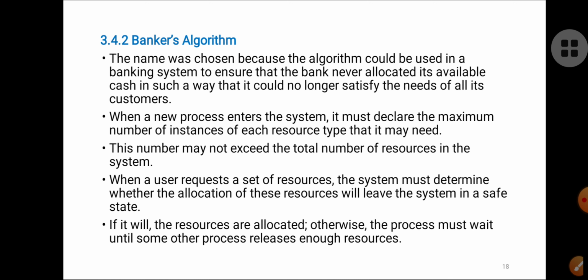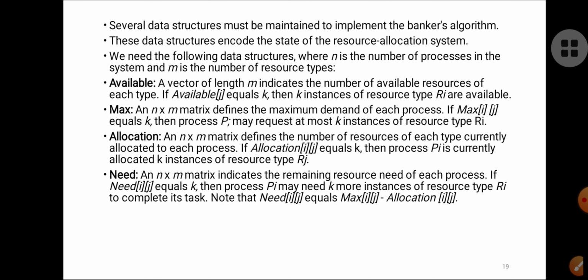When a new process enters the system, it must declare the maximum number of instances of each resource type that it may need, and this number may not exceed the total number of resources in the system. So when a user requests a set of resources, the system must determine whether the allocation of these resources will leave the system in a safe state or not. If it will leave it in a safe state, then the resources are allocated, otherwise the process must wait until some other process releases sufficient resources. Several data structures must be maintained to implement Banker's algorithm.